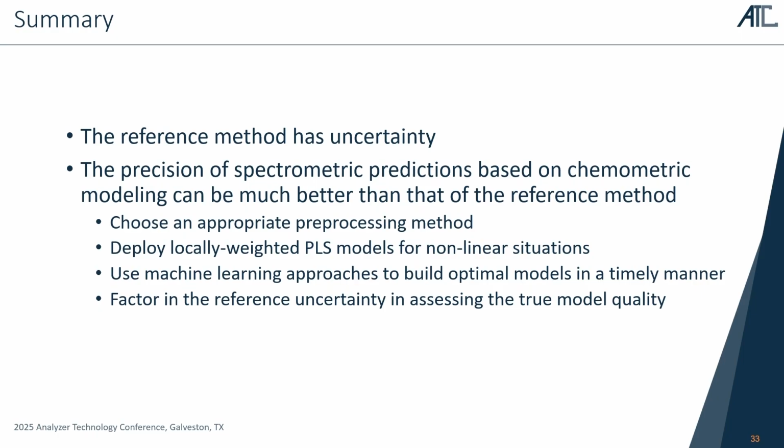So everything is tied to, pick the right instrument, pick an appropriate pre-processing method, do locally weighted regression if you've got curvature in your data, and then use a machine learning approach to avoid human error in the routine calibration issues. And then at the end, actually at the beginning too, factor in the reference uncertainty. Because if you do that, then you're actually getting a better picture of what's truly going on in your process, and I think that's the point.